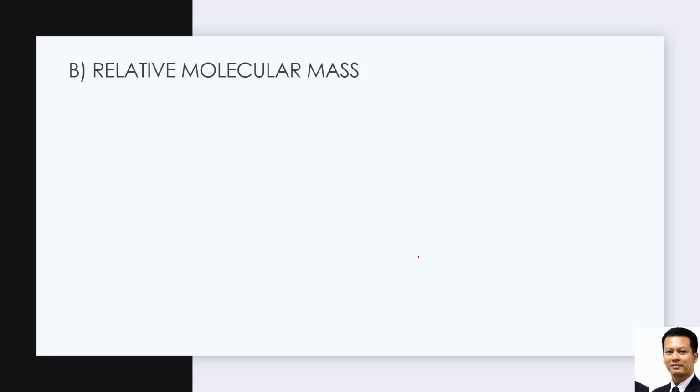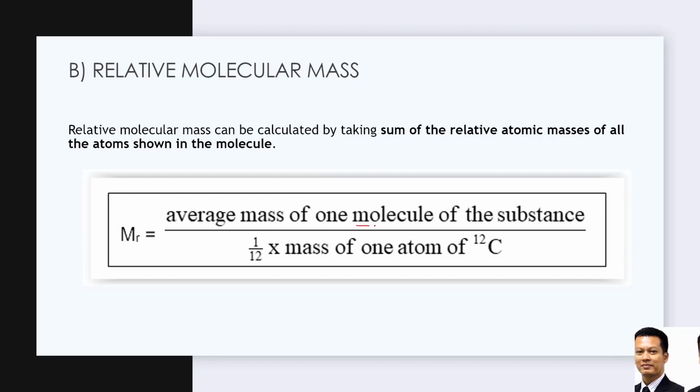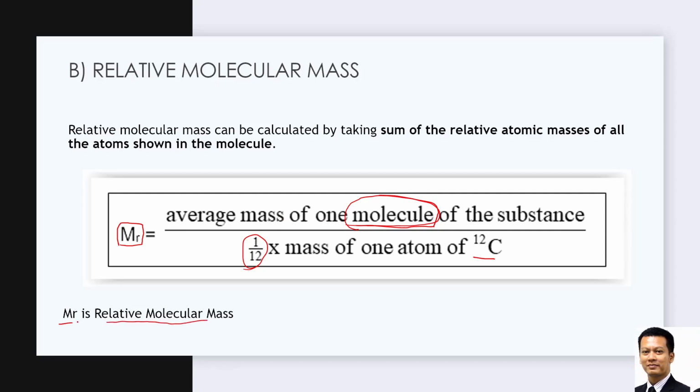Next, we can also have relative molecular mass. Relative molecular mass is almost the same as relative atomic mass. The difference is this part: you are going to use molecule. It is the average mass of one molecule of the substance over 1/12 of the mass of one atom of carbon 12. So everything is the same except for the symbol and the molecule here. MR is relative molecular mass. MR is not average atomic mass, so please be careful.